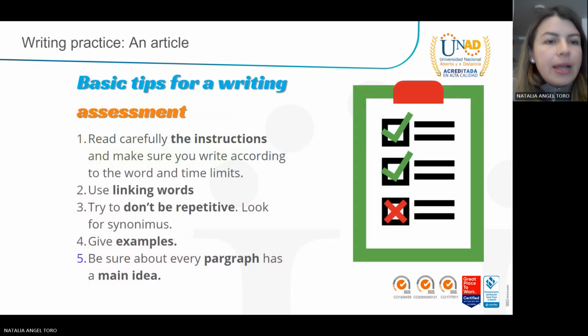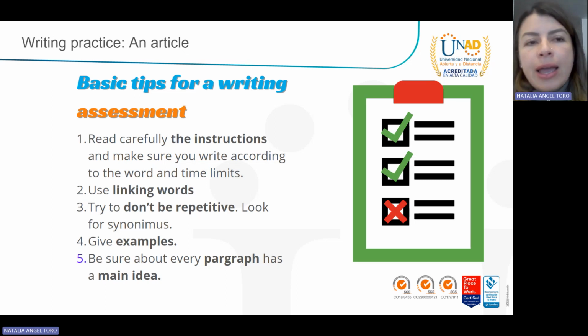So based on that, we have here 5 basic tips for our writing assessments. For example, English students or people who want to be a teacher or want to go to another place to work or to have a job have to present an international assessment like the TOEFL, Michigan, what else? Do you remember another one?